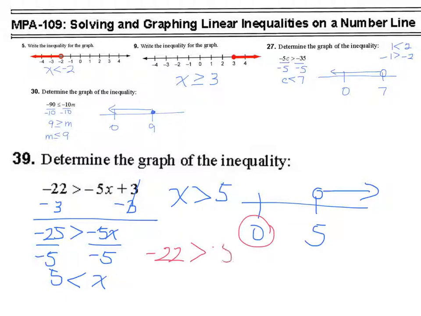-5 times 0 is 0, so that's great, +3. So my check that I'm trying, I said -22 is greater than 3, and I know that's not right. So my graph is right. I just picked 0 even though I knew it wouldn't work because 0 times anything and 0 plus anything is easy to work with.